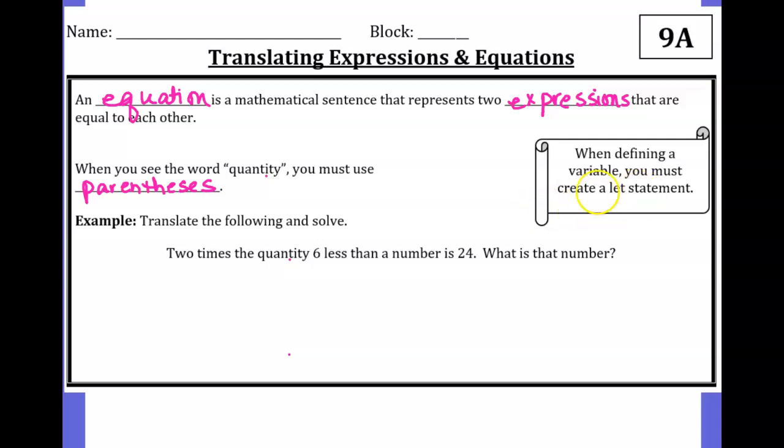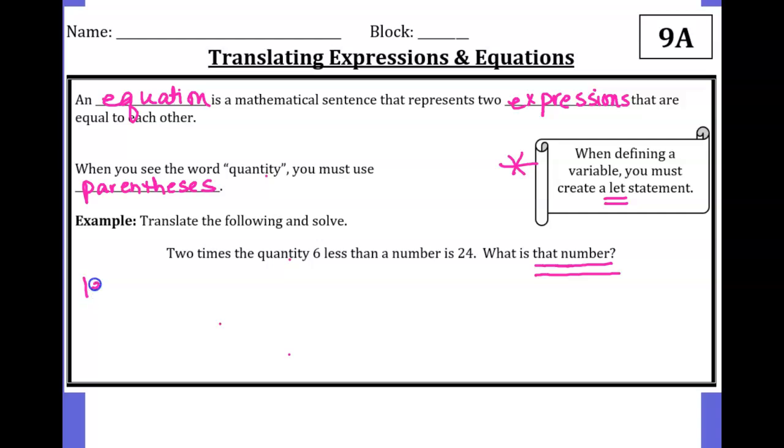When defining a variable, you must create what's called a let statement. We're going to be doing this all year, and this is really going to help you when you're trying to figure out a word problem. To translate the following and solve, it almost sounds like a little riddle. 2 times the quantity 6 less than a number is 24. What is the number? We always start out and figure out, well, what are we looking for?